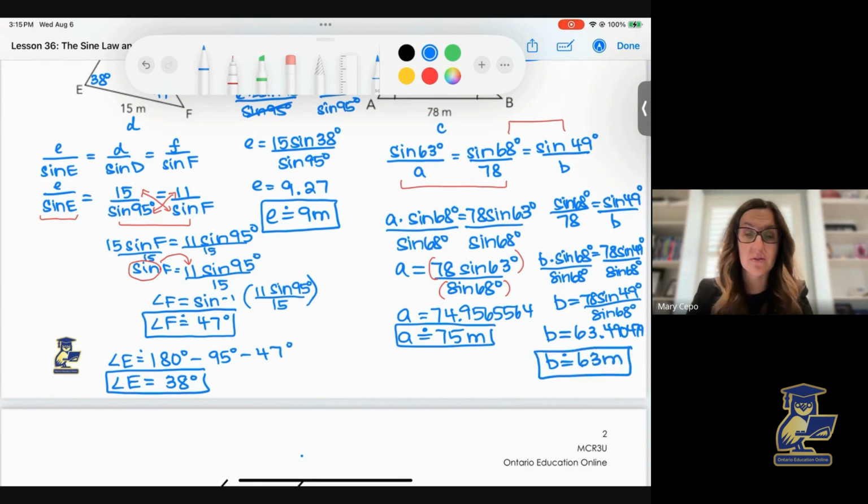Okay, that way we have fully solved the triangle. We've determined all the angles and all the sides.